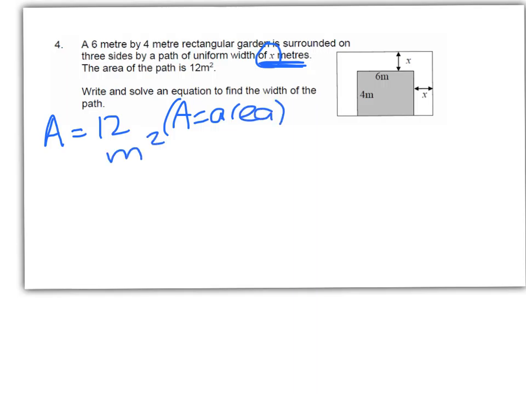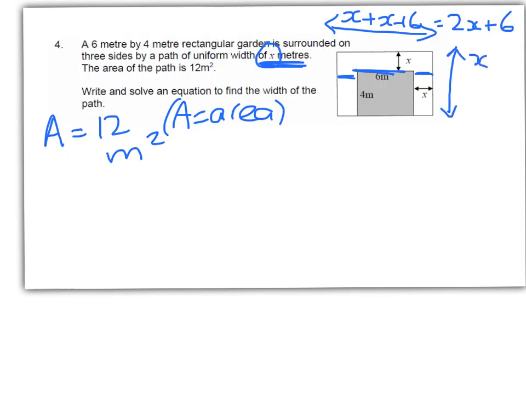So let's take a look at the length and the width of the whole rectangle. So along here we've got 6 metres here, and we've got x here, and we've got x here. So that's x plus 6, which is 2x plus 6. This dimension is x plus 4. See, I've got the x there, let's change colour, x here and 4 here.